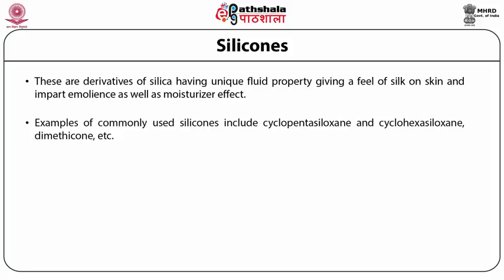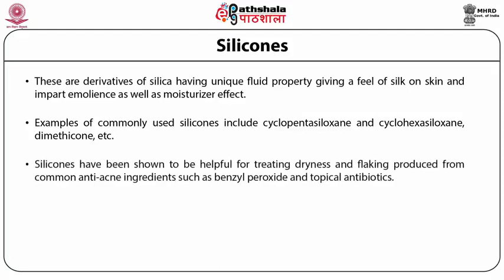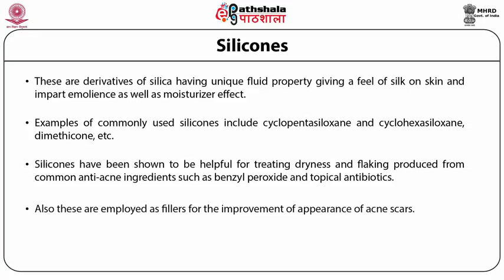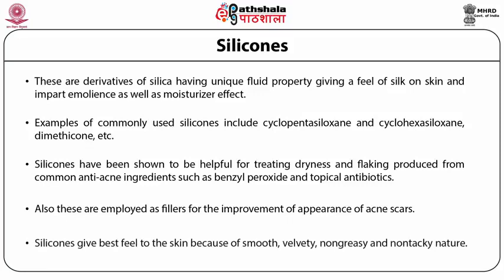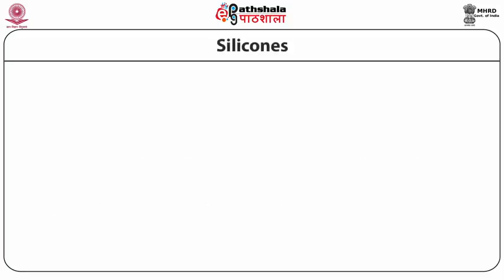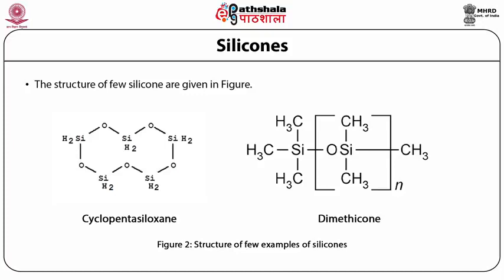cyclopentasiloxane and cyclohexasiloxane. Silicones have been found useful for treating dryness and flaking produced from common anti-acne ingredients such as benzoyl peroxide and topical antibiotics. Also, these are employed as fillers for the improvement of appearance of acne scars. Silicones give the best feel to the skin because of their smooth, velvety, non-greasy and non-tacky nature. The structures of a few silicones are given in figure 2.